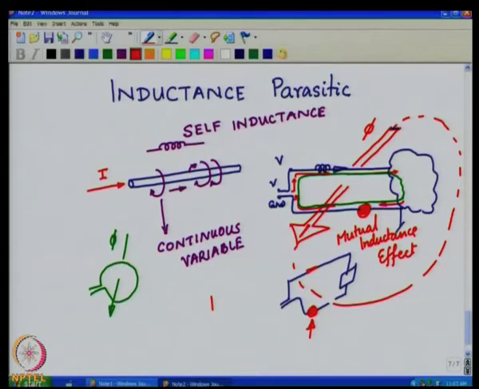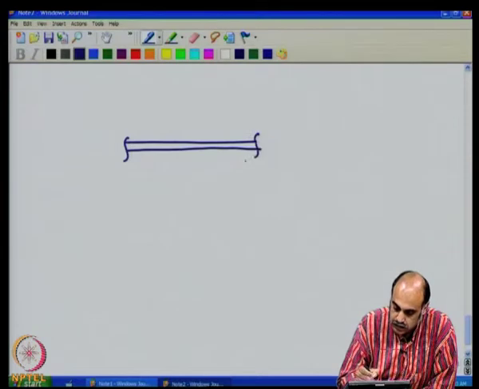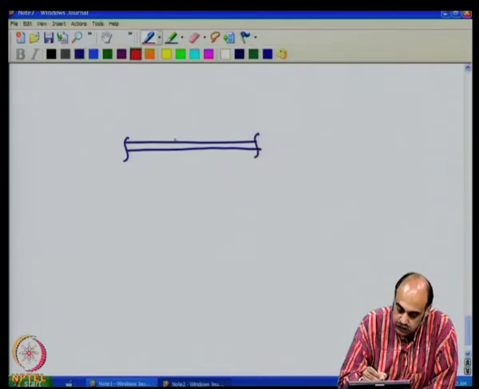Now, how do we go about estimating the value of the inductance? So, let us take a simple case first of finding the value of the inductance. We take just the PCB and then we consider a conductor.